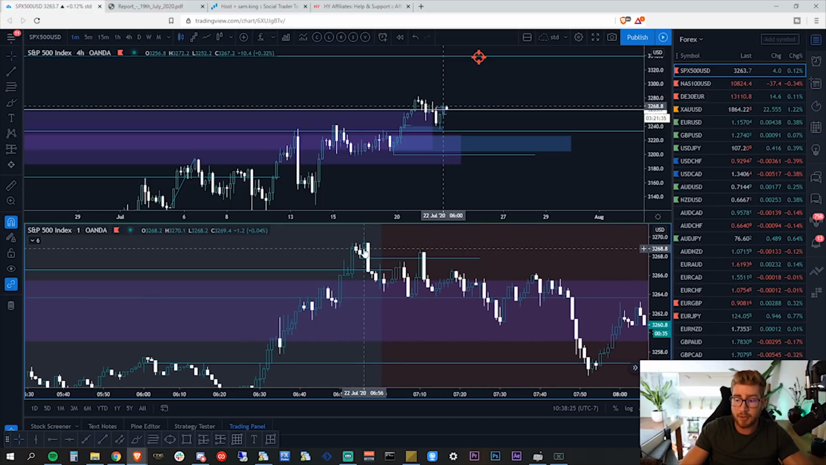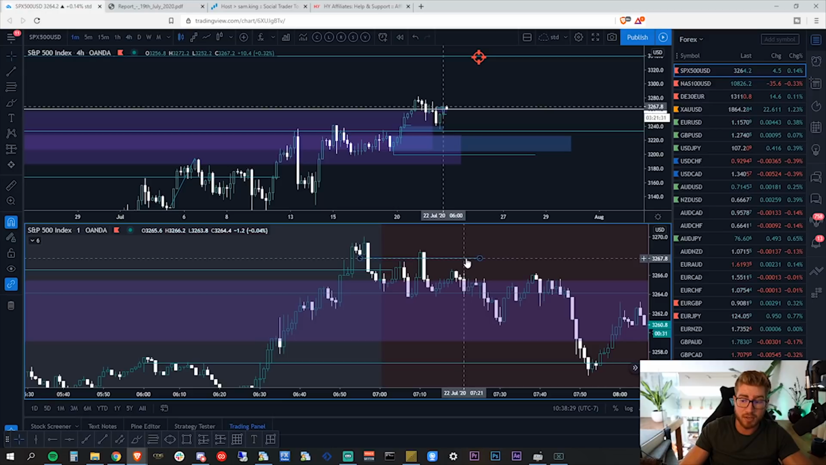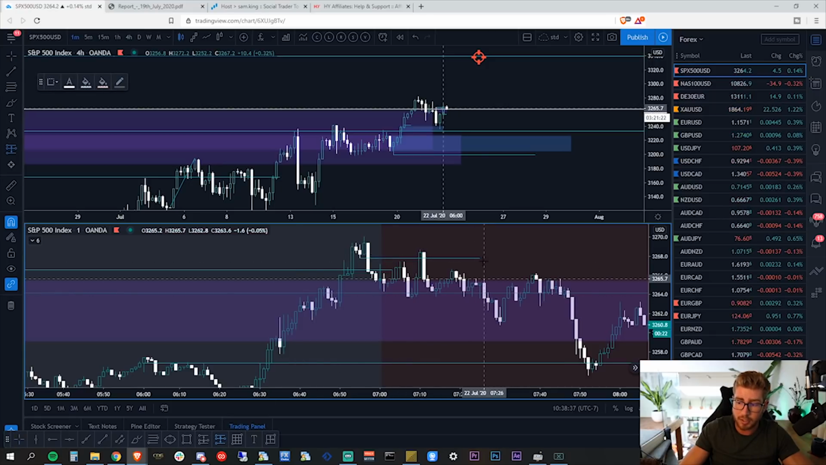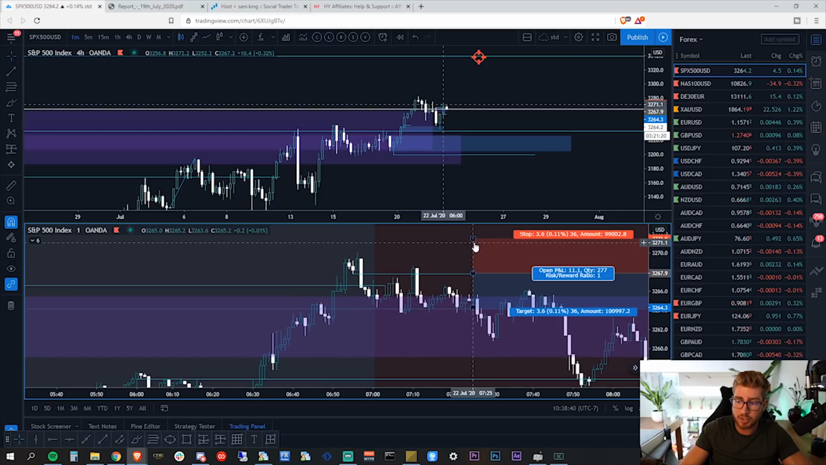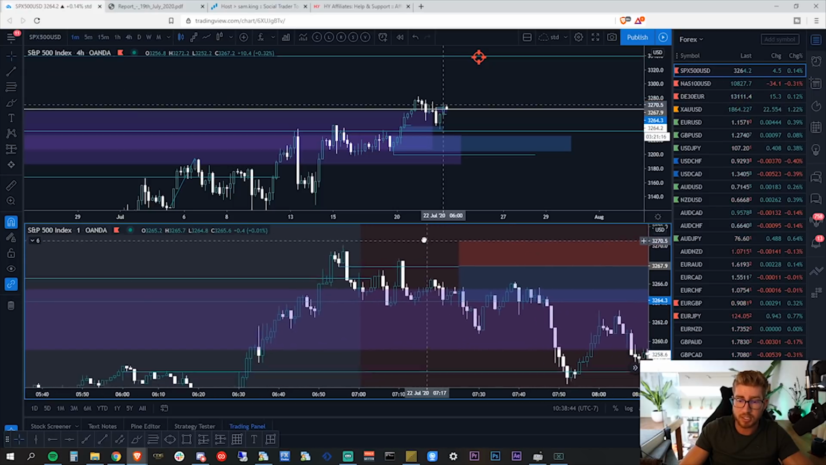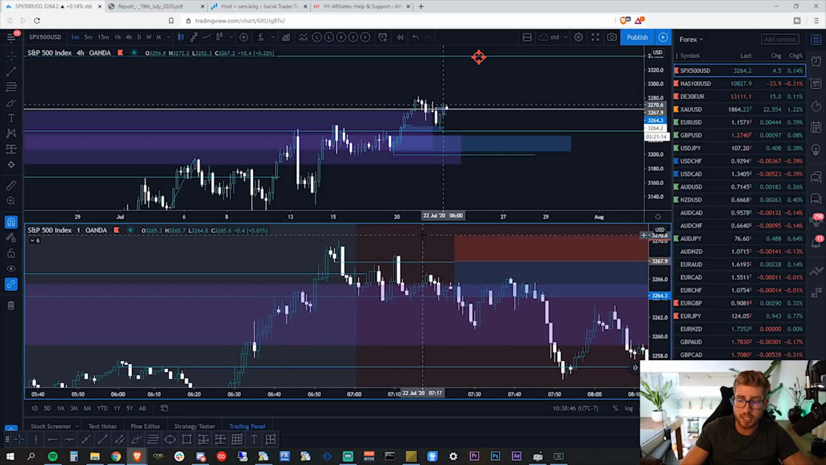Now then, the actual entry was on this level here because I wanted to wait for that retest, because I don't want to enter immediately after breaking down. I wanted to make sure that we're getting a good entry. So it was right on that line there. Let's put that on the line. And the stop was just above, maybe a slight move there, just in case there's any spread.